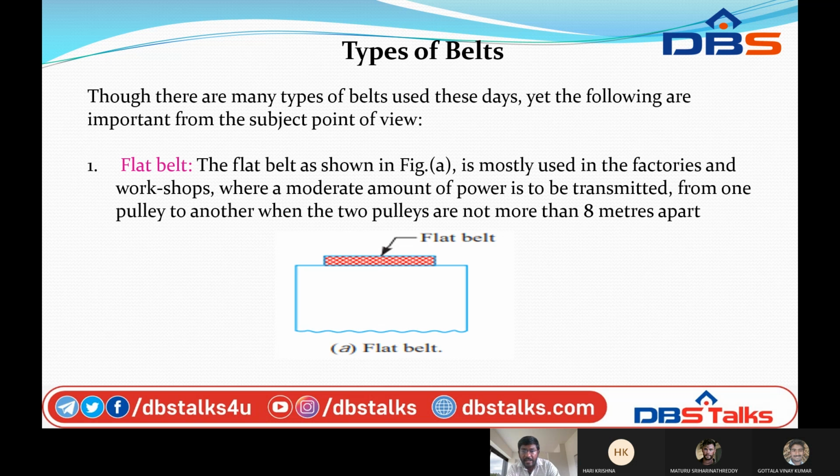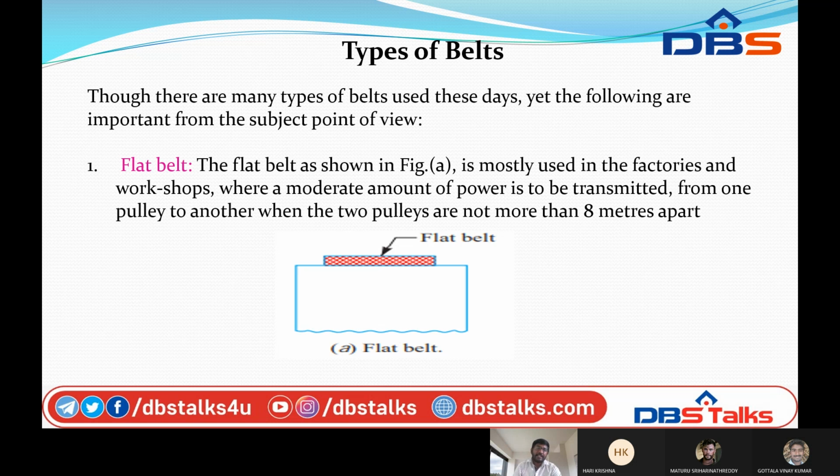So the flat belt, where is it used? It is mostly used in factories and workshops. So it can be used where a moderate amount of power is to be transmitted from one pulley to another pulley. The distance between the two pulleys is 8 meters.